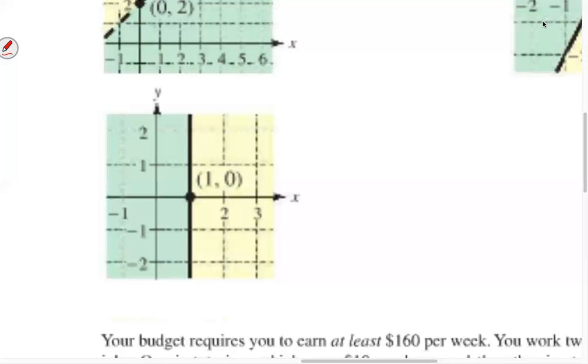To the right. Did we shade to the right? We shaded to the left, right? So I'd be less than. See how we're focusing on this point and we shade it this way? So it's going to be x is less than or equal to 1.